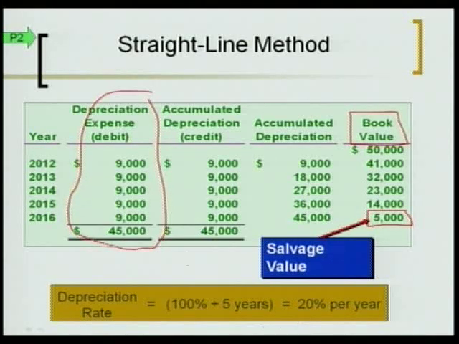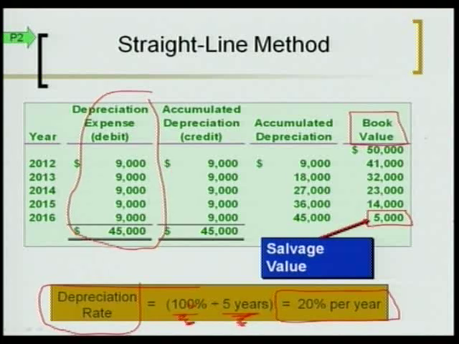Well, the depreciation rate under straight line is simply 100% divided by the estimated useful life. Okay? The depreciation rate is simply 100% divided by the useful life of 5 years. We basically are depreciating 20% per year, aren't we? Make sense? Okay, cool. Any questions on that?